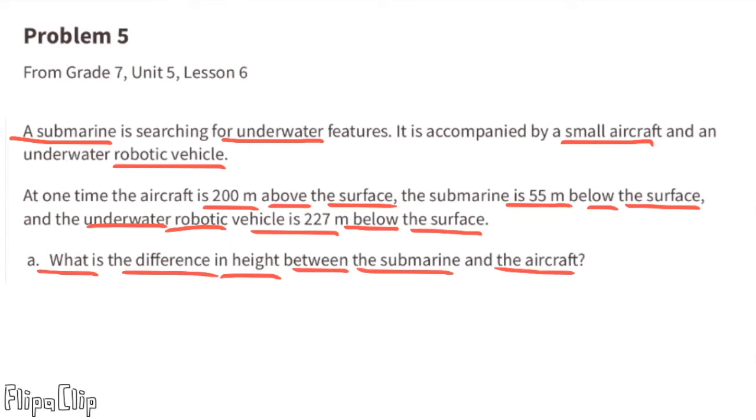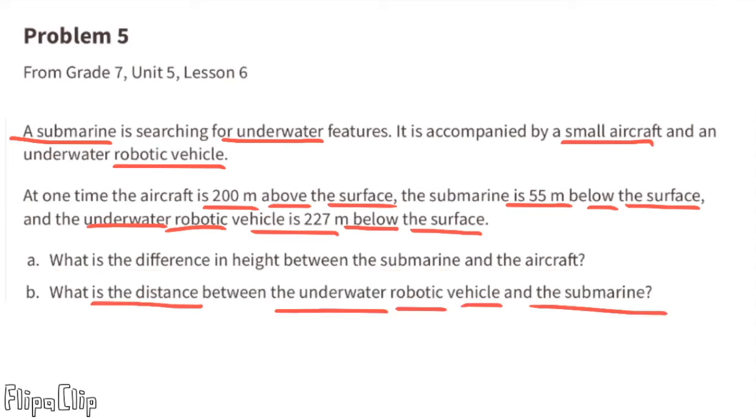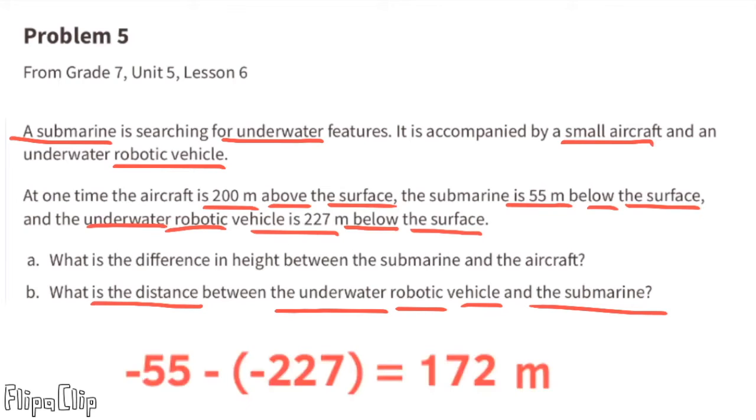A. What is the difference in height between the submarine and the aircraft? That would be 200 meters minus negative 55 meters. The distance between the two would be 255 meters. B. What is the difference between the underwater robotic vehicle and the submarine? Negative 55 meters minus a negative 227 meters. The difference between the underwater robotic vehicle and the submarine is 172 meters.